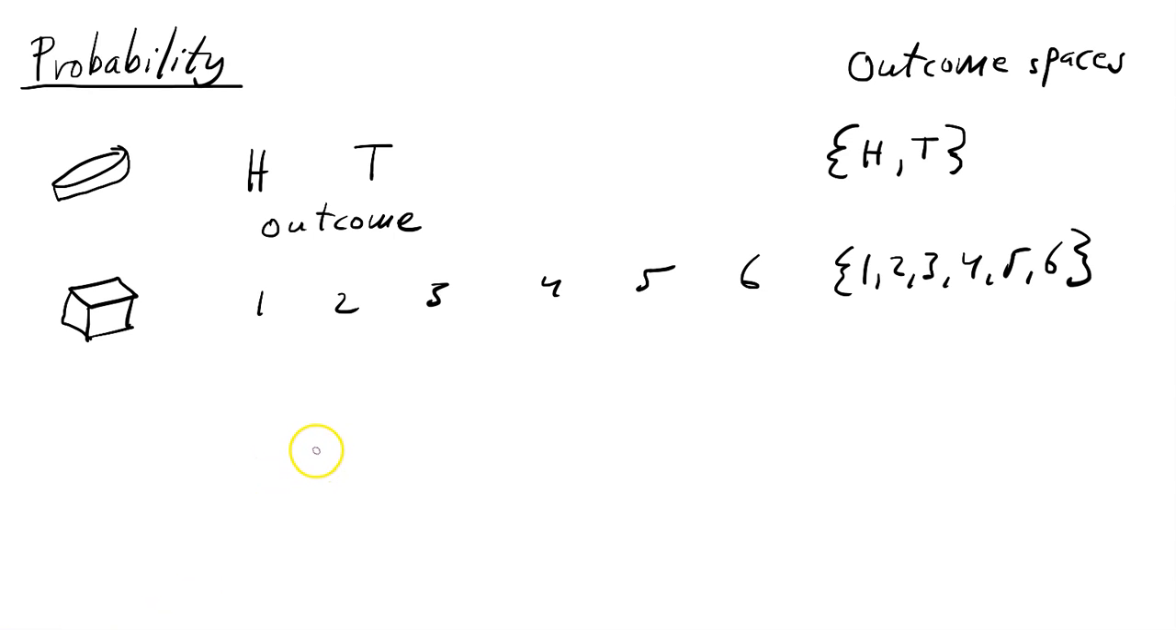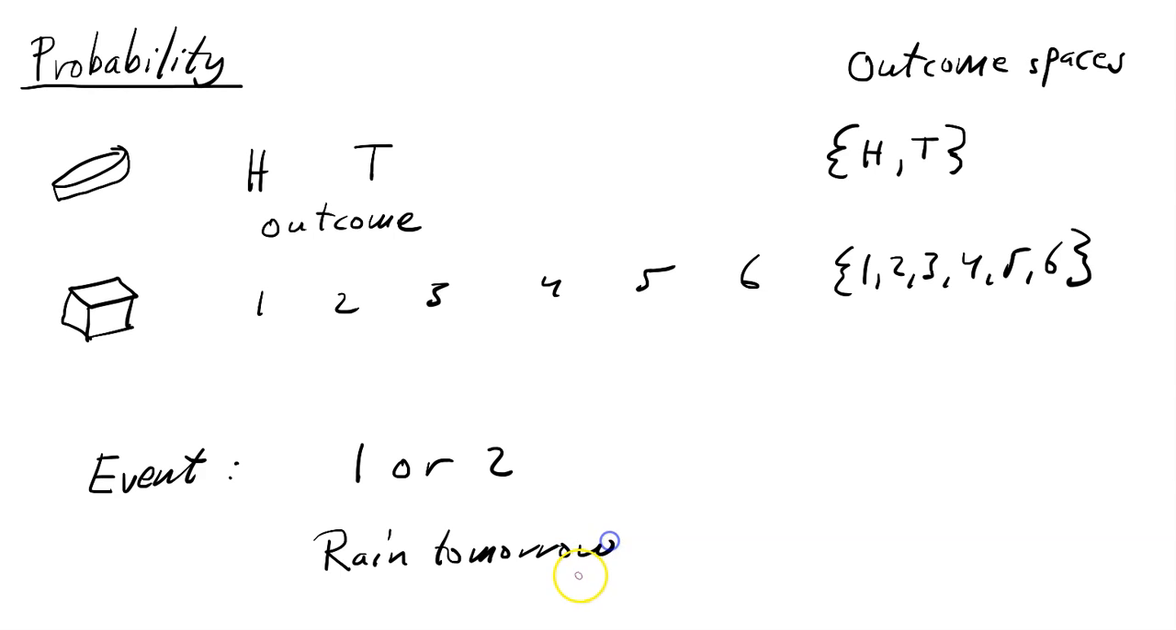And then we can have events. Events could be basically anything. It could be a combination of different outcomes, or it could be something else. For example, an event could be that 1 or 2 will happen if you throw a die, or that it will rain tomorrow. So these are events. This will be indicated by capital letters. For example, we can call this X, call this Y, or whatever letter we prefer. So these are called events.